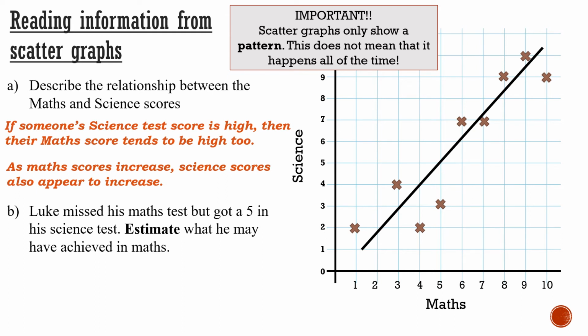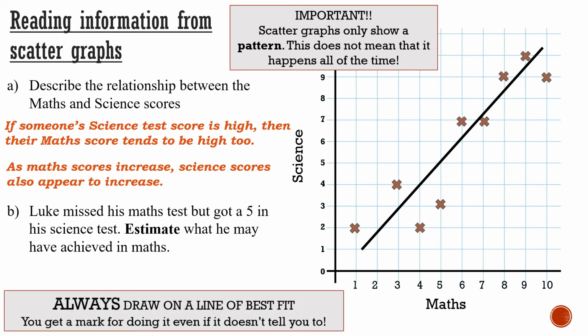So part B, I said we needed to make sure we always draw a line of best fit on. This is why, so that we can answer questions like this. So the question says, Luke missed his maths test but got a 5 in his science test. Estimate what he may have achieved in maths. So this is where we need to use the line. So many of my students in the past don't use the line. And you need to get the second mark. This will be worth 2 marks, this question.